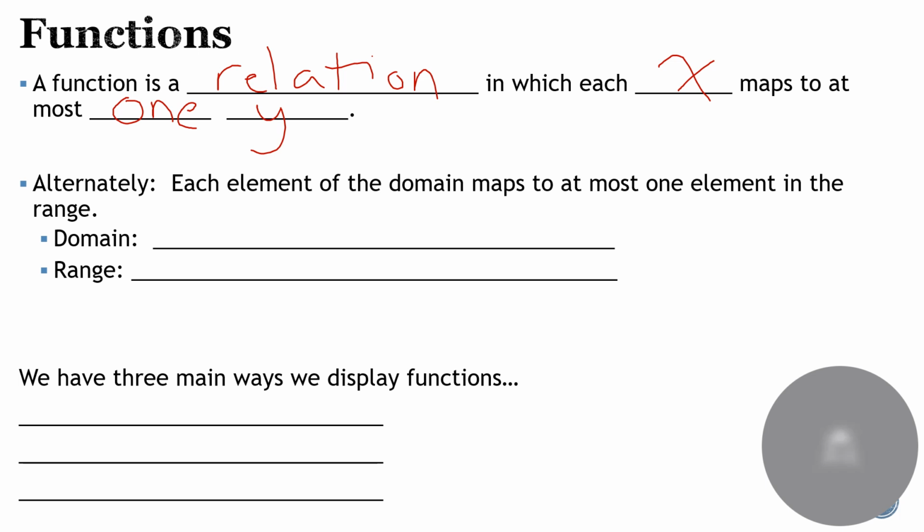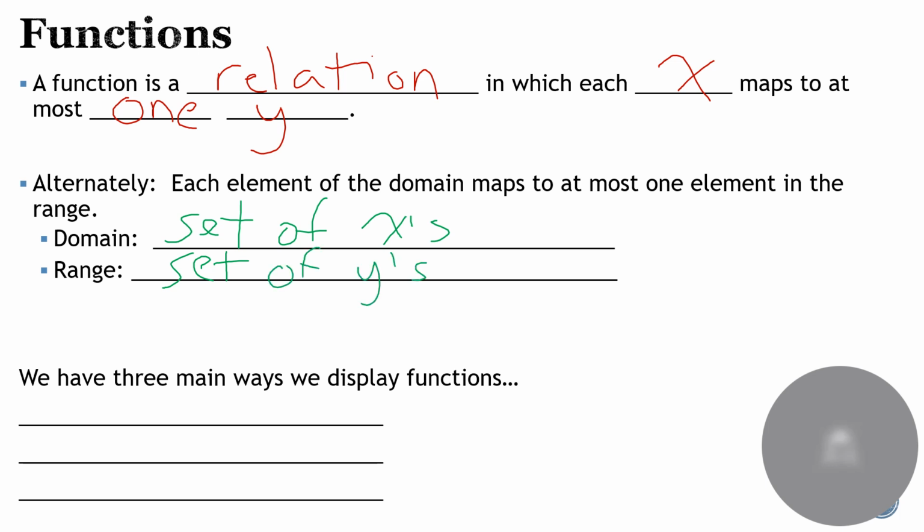That's probably because there's some vocab in there that you are unfamiliar with or uncomfortable with, and that vocab is domain and range. The domain is simply the set of x's. So it's basically that first group of numbers. It's the group of numbers that you're starting from. And the range is the set of y's.